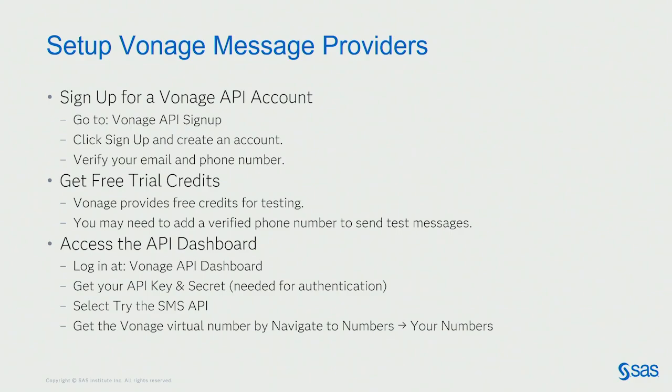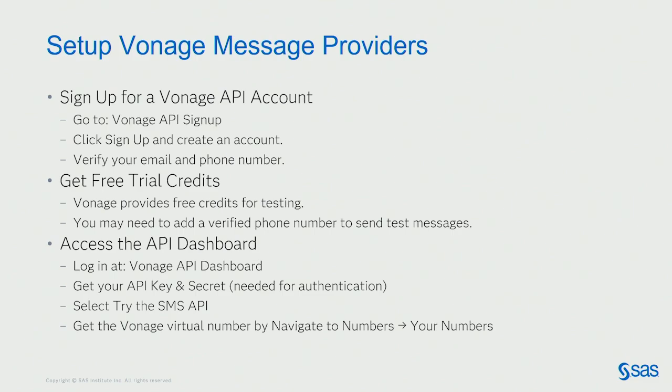So this is just an example. Let's say you want to use Phonage as a text messaging provider, right? You will go to Phonage to create an account, sign up, and then you get some trial credit. You can try it out, and you can access the Phonage API dashboard to get the API key and the secret.